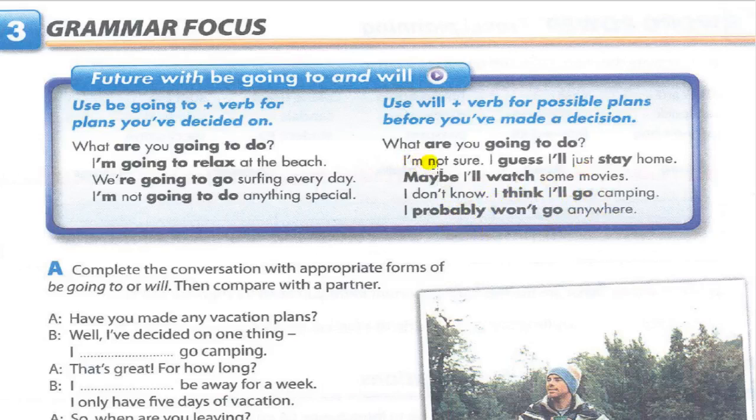Here, we use will when we are not sure. So I can use these expressions: I guess, maybe, I think, probably, I don't know, I'm not sure. I'll plus main verb.